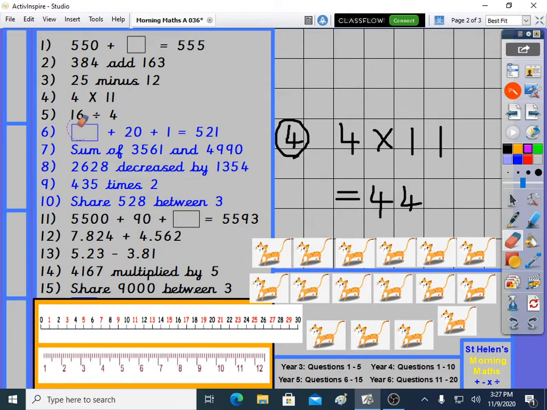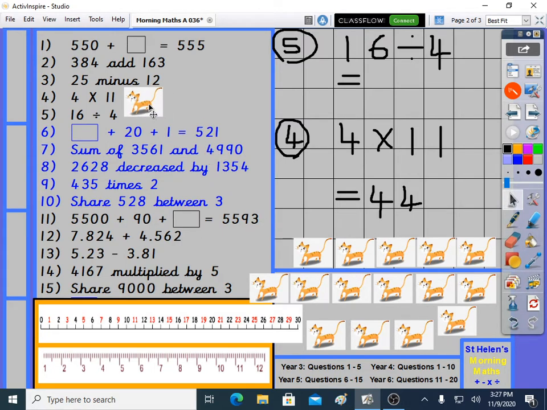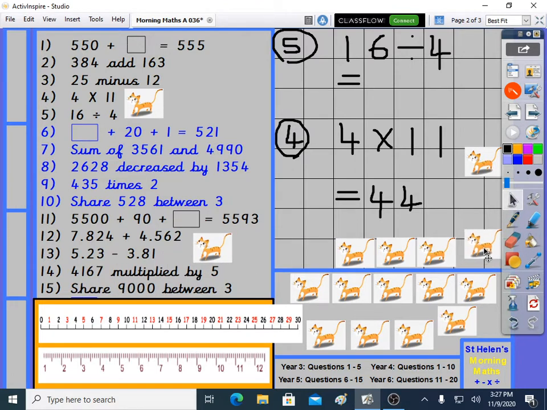16 divided by 4. We've done this so many times now. I'll put question 5 at the top for anyone who still needs question 4. 16 divided by 4. So we've got those cat pictures. There should be 16 of them. 1, 2, 3, 4, 5, 6, 7, 8, 9, 10, 11, 12, 13, 14, 15, 16. There is. Divide them into 4 groups. One over here, one over here, one down here, and one can stay here.